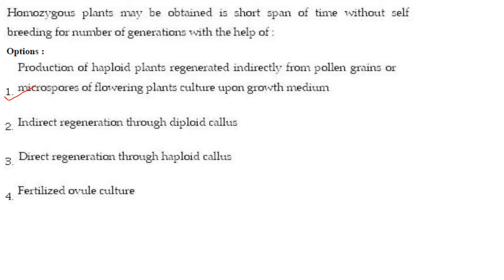Next one, homozygous plants may be obtained in short span of time without self-breeding for number of generations with the help of option 1 production of haploid plants regenerated indirectly from pollen grains or microspores of flowering plant cell culture upon growth medium, 2 indirect regeneration through diploid callus, 3 direct regeneration through haploid callus, 4 fertilized ovule culture. Answer is option 1 production of haploid plants regenerated indirectly from pollen grains or microspores of flowering plants culture.